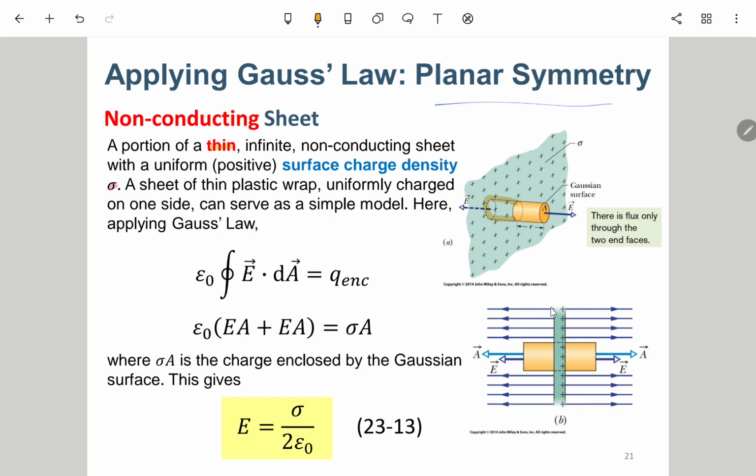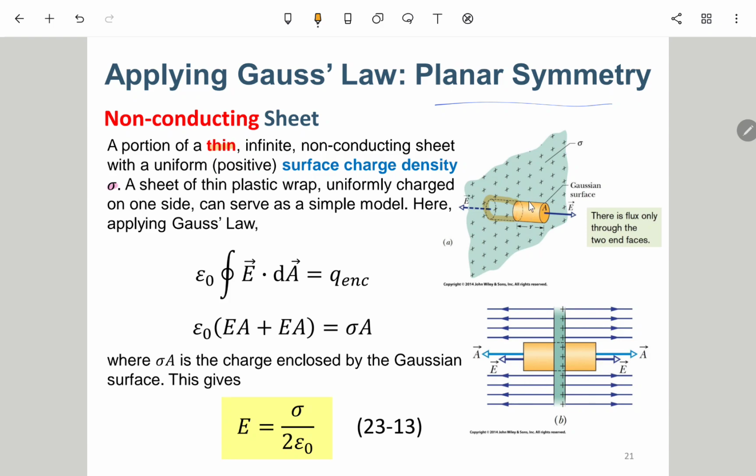These charges will generate E field on both sides. As the charge is positive, it will generate the E field pointing to the left on the left side, and the E field pointing to the right on the right side. If it is a negative charge surface, then the E field will point in the opposite directions. So here we try to apply the Gauss law for this Gaussian surface.